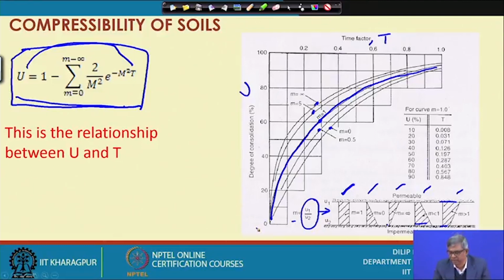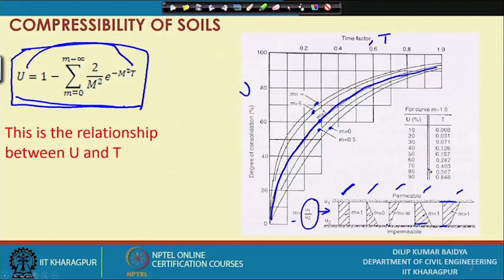So, we will work with that, and if you read the values graphically, you can see u versus t, there are certain values, which I will show in the next slide also.